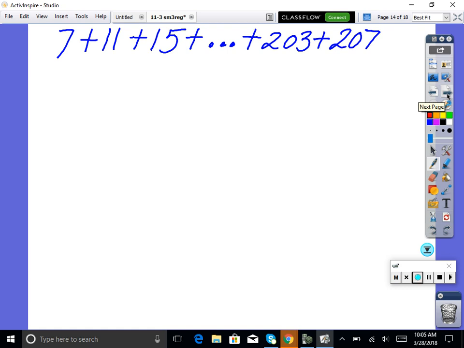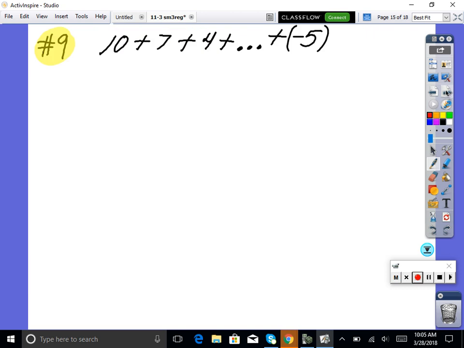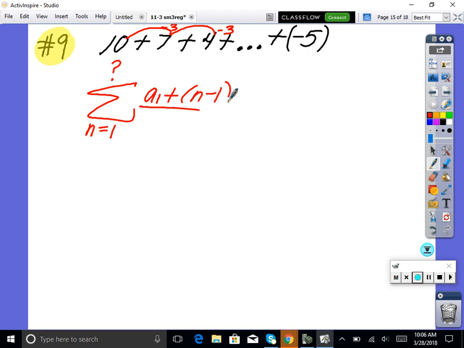If we're writing it, we're going to call this a sub 1, so then we'll always start at 1 if we're writing our own. So let's do number 9 together. So let's write this in summation notation. So you'd say, okay, we're finding a sum of n equals 1 through, we don't know right now. We can find our explicit formula. Because it's arithmetic, look, there's a common difference. 4 minus 7, negative 3. 7 minus 10, negative 3. Do we see? So we would say, okay, our explicit formula is a sub 1 plus n minus 1 times d.